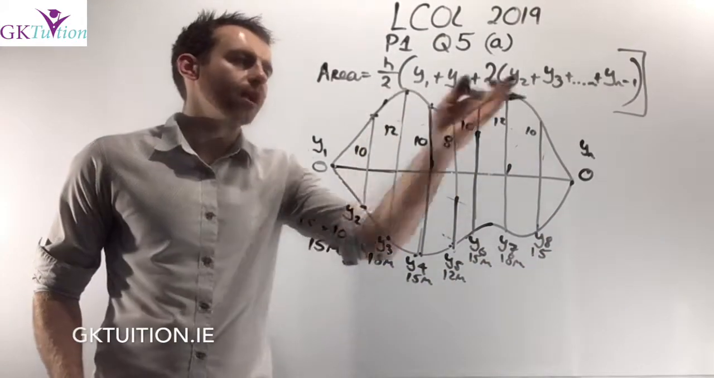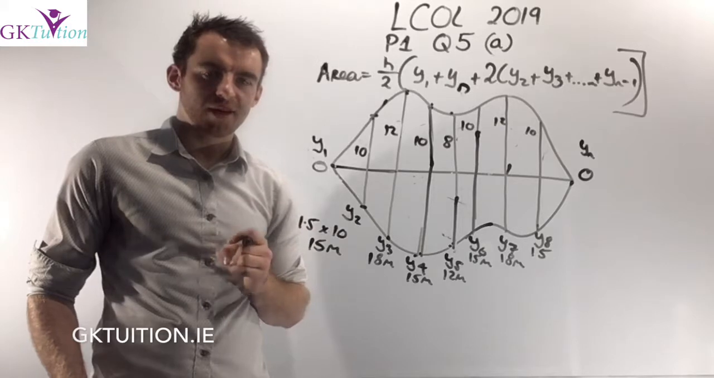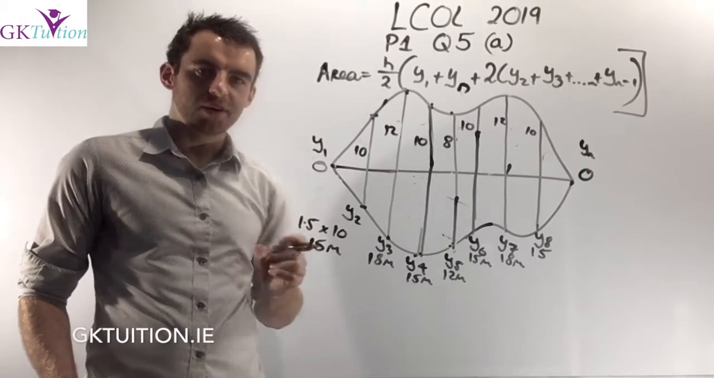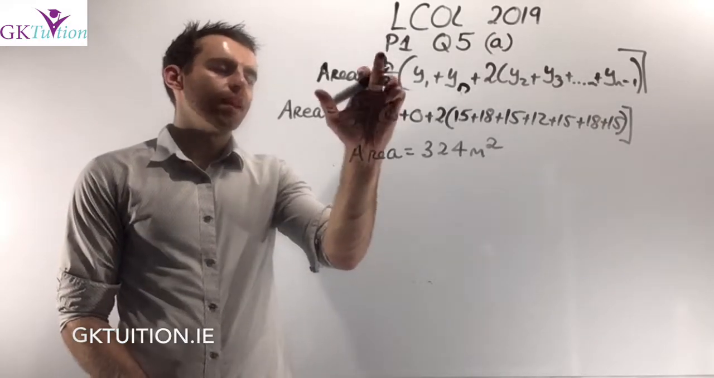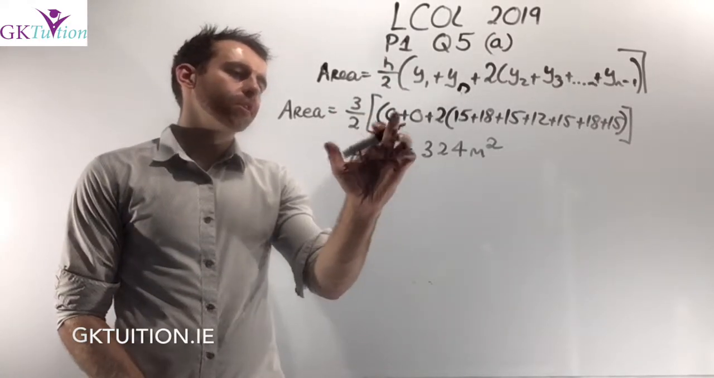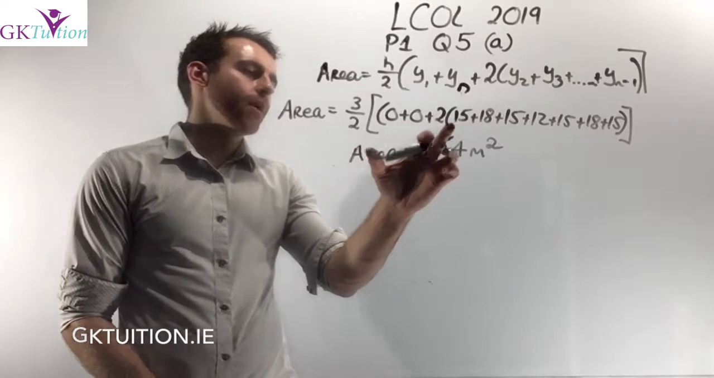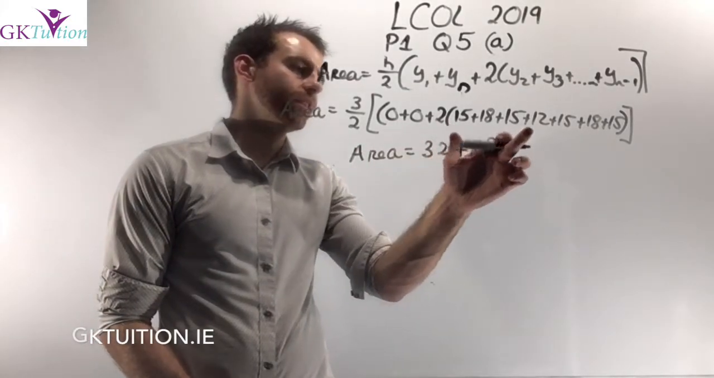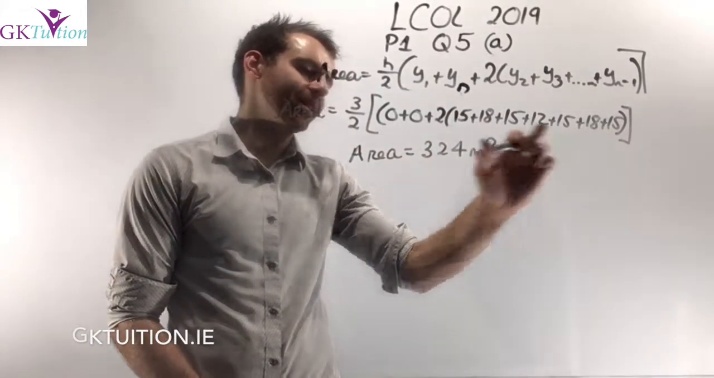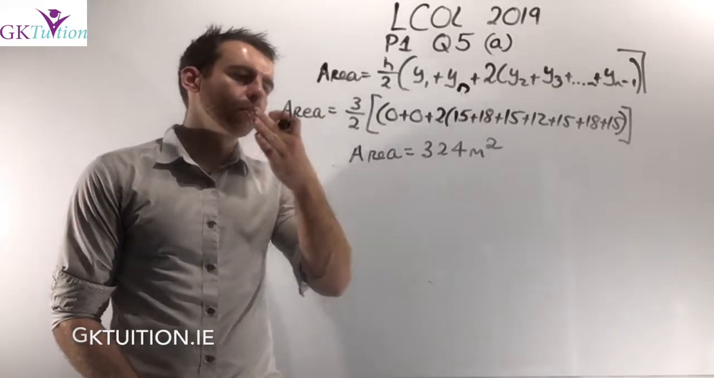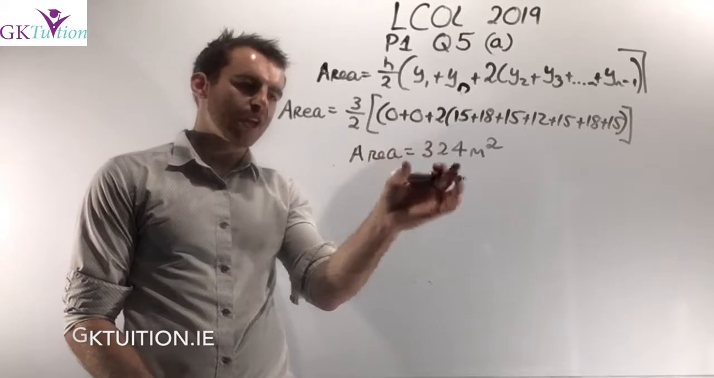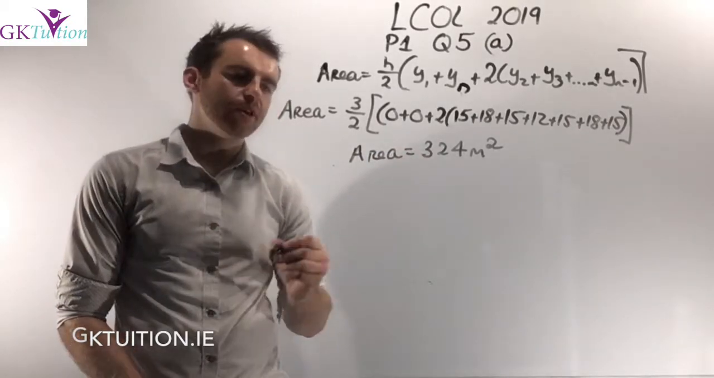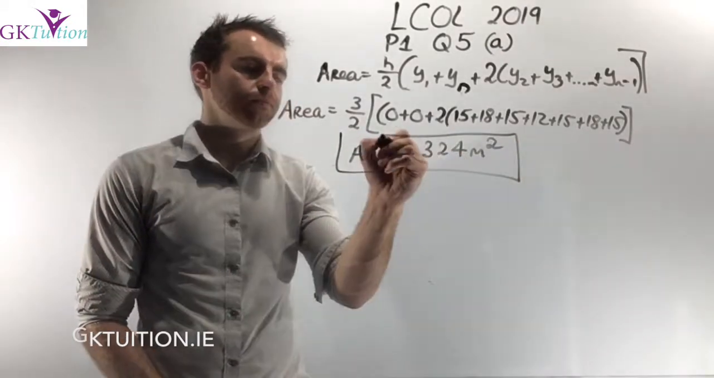So let's just plug in all our values now and see what the area of the garden is, the area of the lawn. Okay, so as you can see, we've worked out all our values. Instead of H, we can put in a 3. Y1 is 0, Yn is 0. And then the heights in the middle are 15, 18, 15, 12, 15, 18, and 15. So when you plug all of that into your calculator, a rough estimate for the area of this shape is 325 meters squared. That's your final answer.